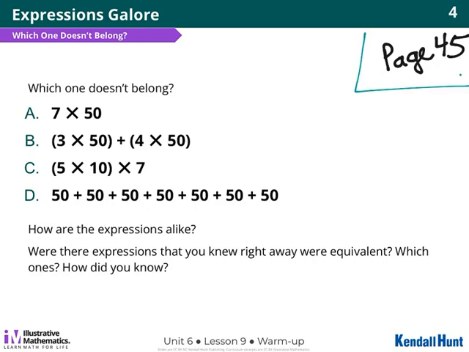Okay, let's share some answers. Which one does not belong? All right, Jerica. Because there's 7 50s and there are 6 pluses. So it's adding a whole bunch of 50s, which looks very different than the others. So maybe it's D. Okay, Gage, what do you think?